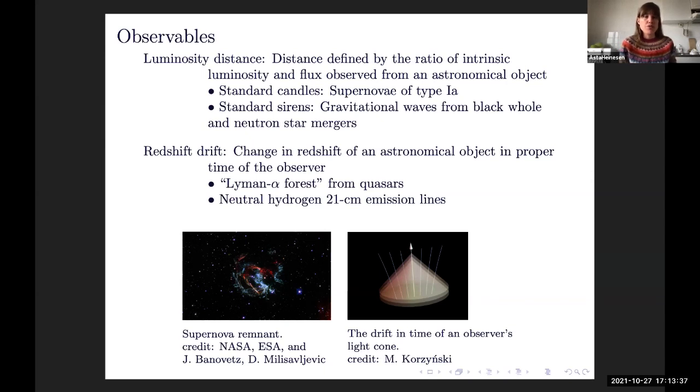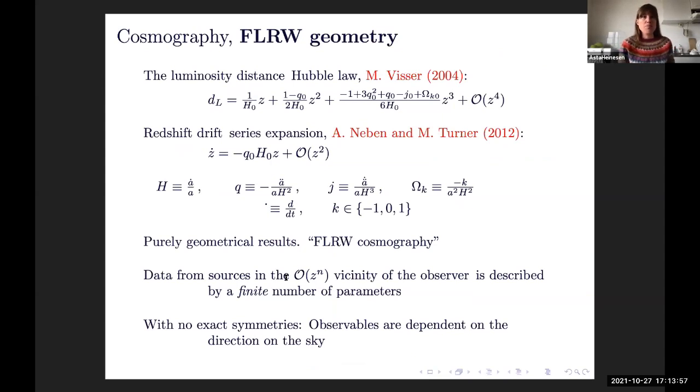I will also talk about redshift drift signals, which is the change in time of the redshift of an astrophysical object. This is an upcoming precision measurement that we're going to be able to do through various transition lines of the hydrogen atom. And before going to some general prescriptions of these observables, I will just review some results in the literature for these observables in the FLRW geometrical setting.